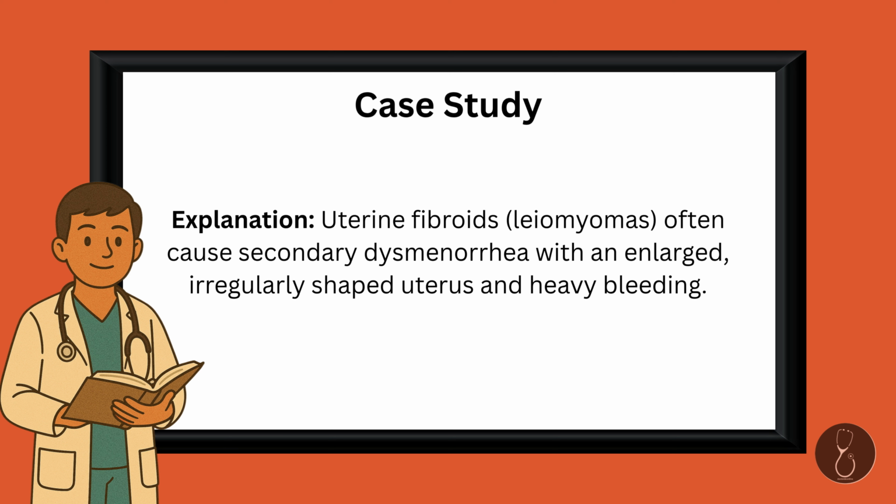Explanation: uterine fibroids, leiomyomas, often cause secondary dysmenorrhea with an enlarged, irregularly shaped uterus and heavy bleeding.